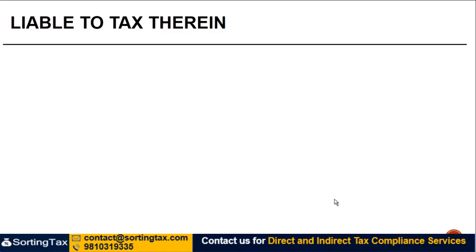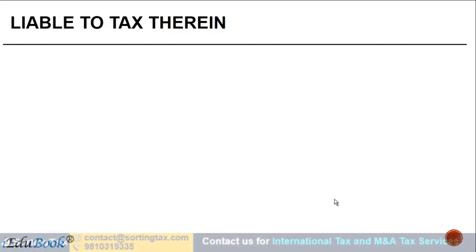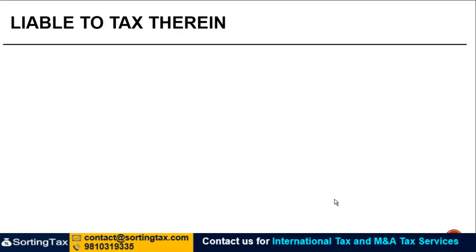Let us now look at the most important words in Article 4.1. It may not be an understatement to say that these are also some of the most important words from a treaty perspective, which is "liable to tax therein." Article 4.1 tells you that a person shall be considered as a resident only when he is liable to tax in a contracting state. So what does this expression "liable to tax therein" mean?